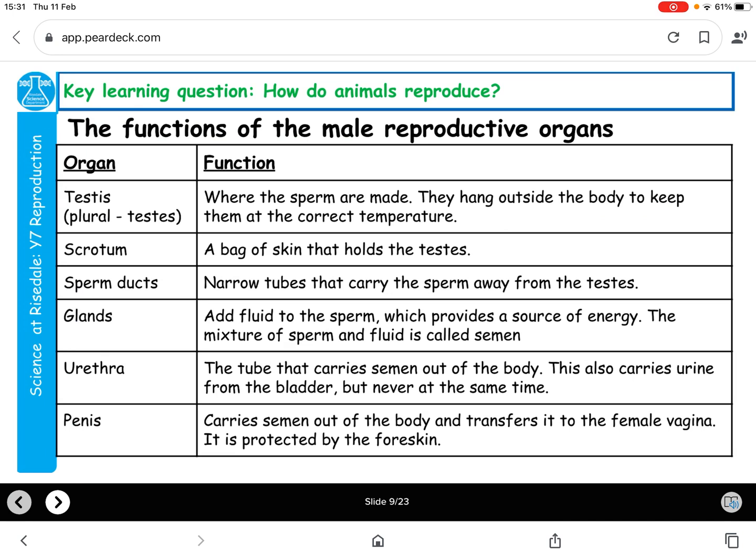You need to know what each part of the reproductive system does, so if you would like to, you could pause this video here and copy out this table after your notes from the live lesson on Wednesday.